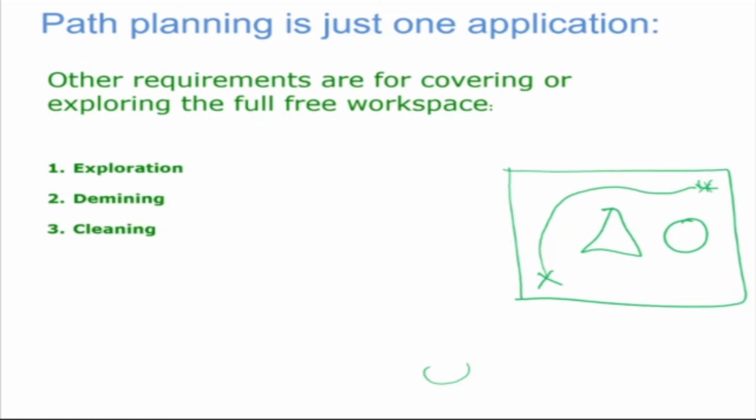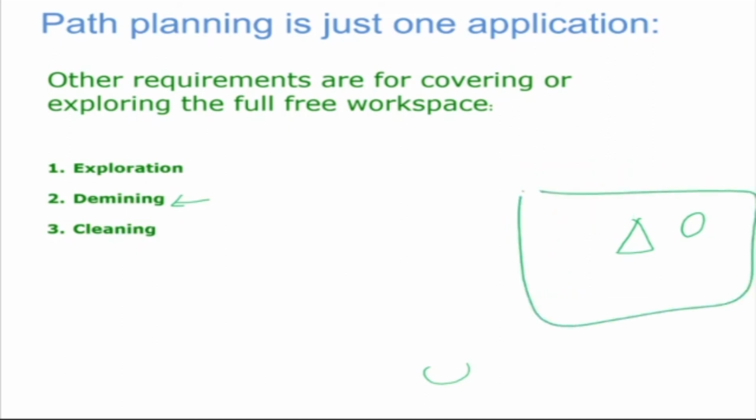Okay, but there are other requirements for covering or exploring the full workspace. Exploration means, suppose the robot doesn't know that there is an obstacle here. Where is the obstacle? It has to explore this area and find out where are the obstacles, where are the paths. Other applications are places like demining. These are defense applications where the mines are laid in particular ways, and the robot has to actually find out these mines. Okay. So in order to do that, the robot has to cover all the space. It cannot leave any space. The third, very common these days, is cleaning. So automatic vacuum cleaners, for example.